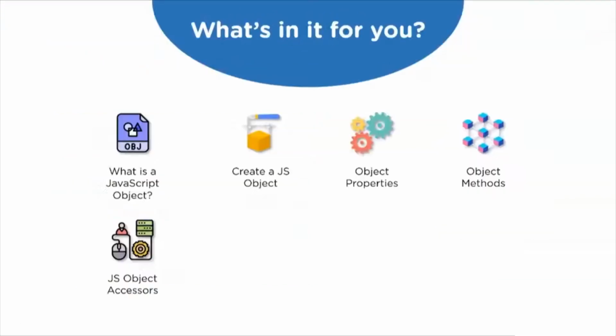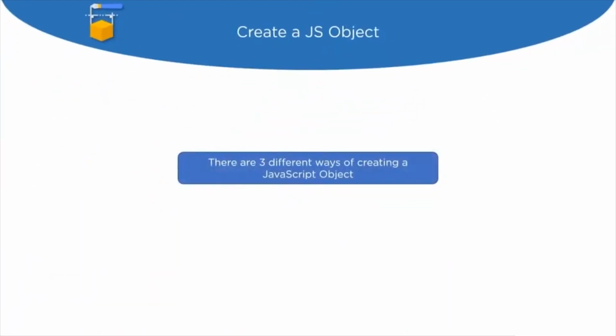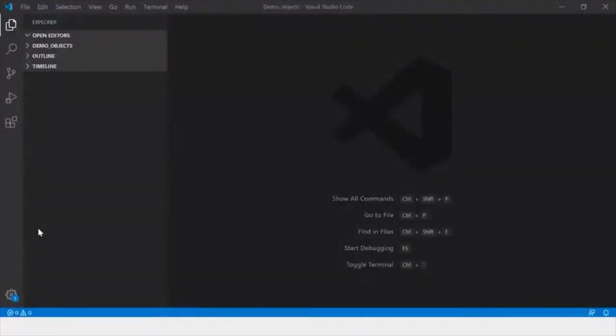Moving on to the next concept, to create a JavaScript object. Now basically there are 3 different ways of creating a JavaScript object. Alright, so we'll look at them one by one. The first one is to use a literal to create and define a JavaScript object. So let's go to our VS Code editor. Now if you have any doubts regarding the initial setup, then I suggest you go through the previous video, that is JavaScript arrays, to get you started with it.